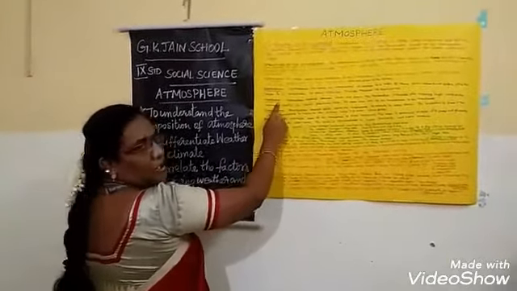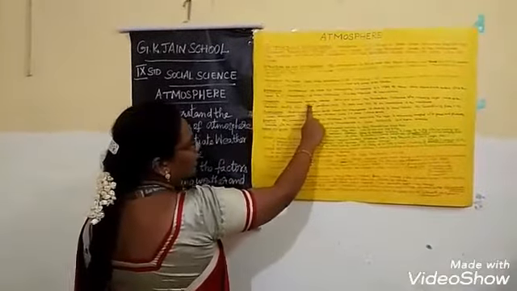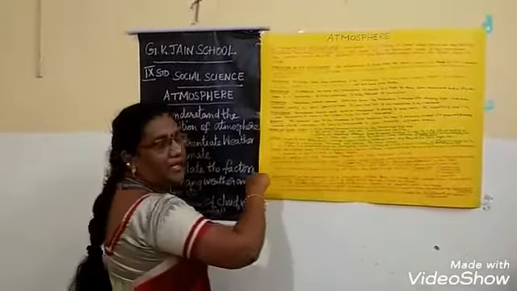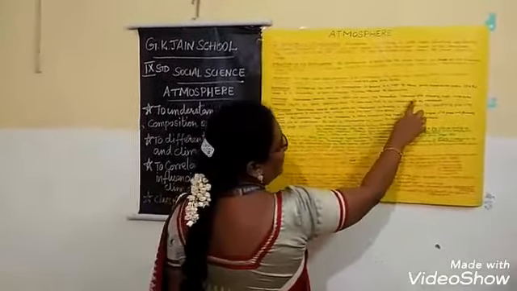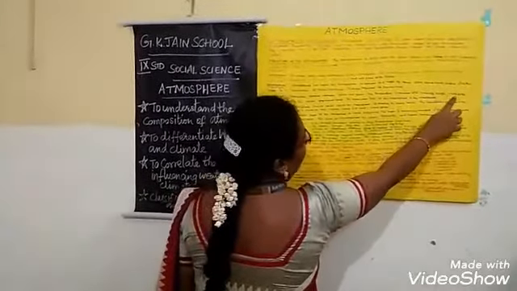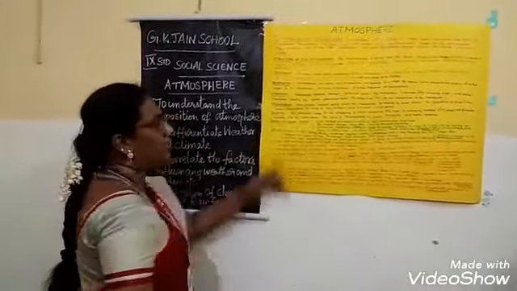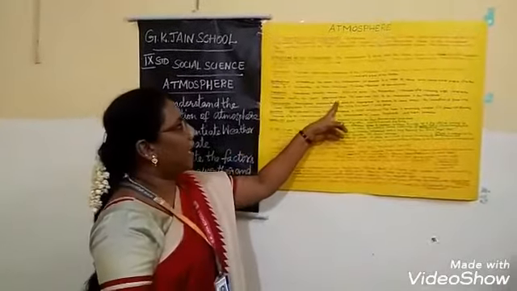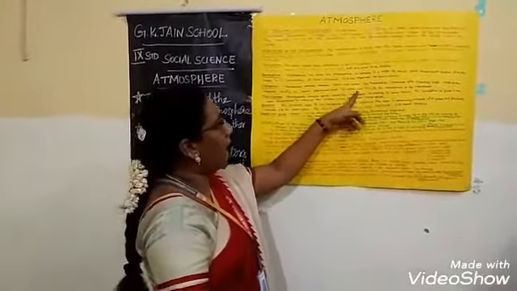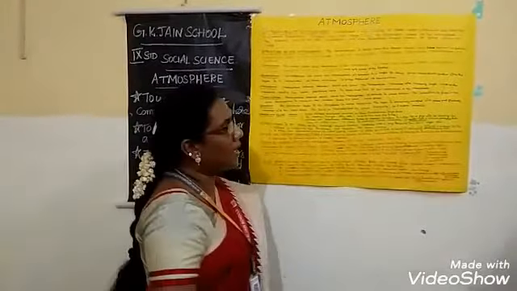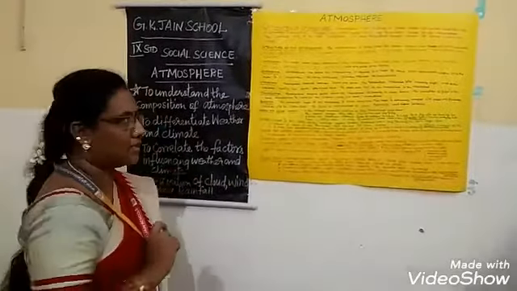Next one is mesosphere. Mesosphere extends between 50 to 80 kilometers. The temperature decreases with increasing height. Most of the meteors nearing the earth get burnt here. The uppermost limit of the mesosphere is mesopause.